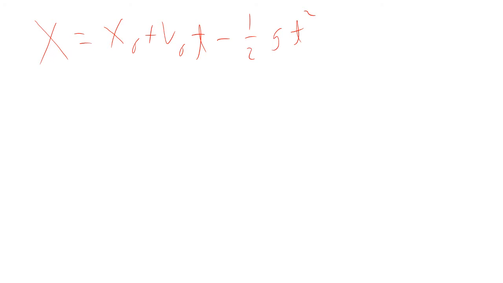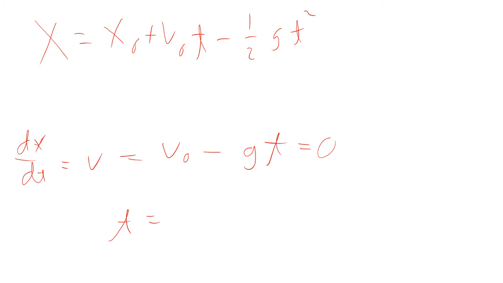Well, we're trying to find the maximum of this function. How do you find the maximum of a function? You take the derivative and set it equal to 0. So dx/dt, well, that's just velocity. Okay, and so that's going to be v naught minus g t. Okay, so we set that equal to 0. So t equals v naught over g. So when we plug in our numbers that we had before, that's 0.792 seconds. Okay, so now I can plug that in here.